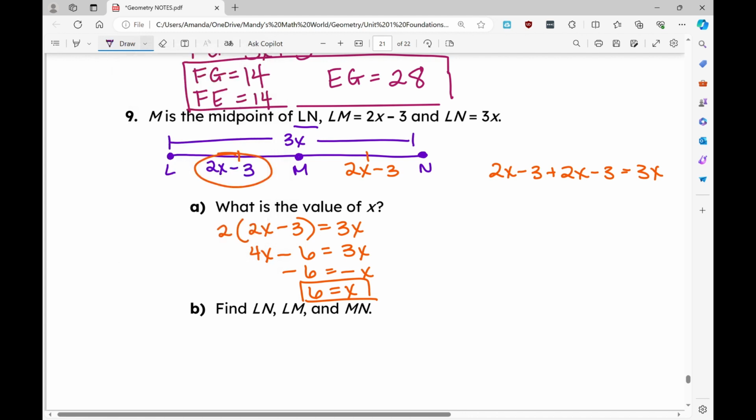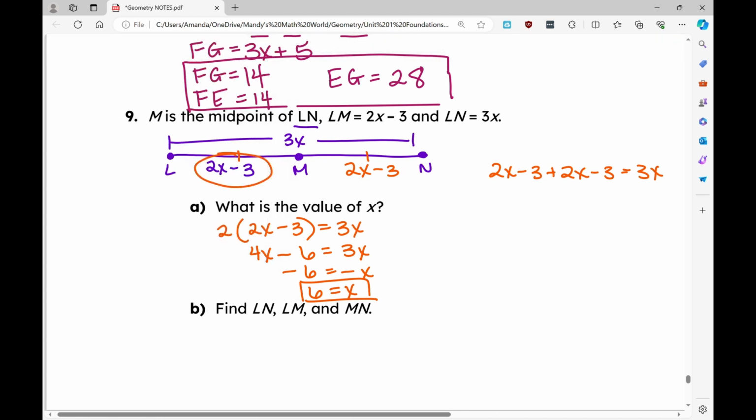Moving on to the next portion, problem B says find the length of LN, the length of LM, and the length of MN. Well, first, LM. Let's do that one, right? LM is right here. The length of LM is 2x minus 3. So LM equals 2x minus 3. We know that x equals 6. That's 2 times 6 minus 3. 2 times 6 is 12. 12 minus 3 is 9. So the length of LM equals 9.